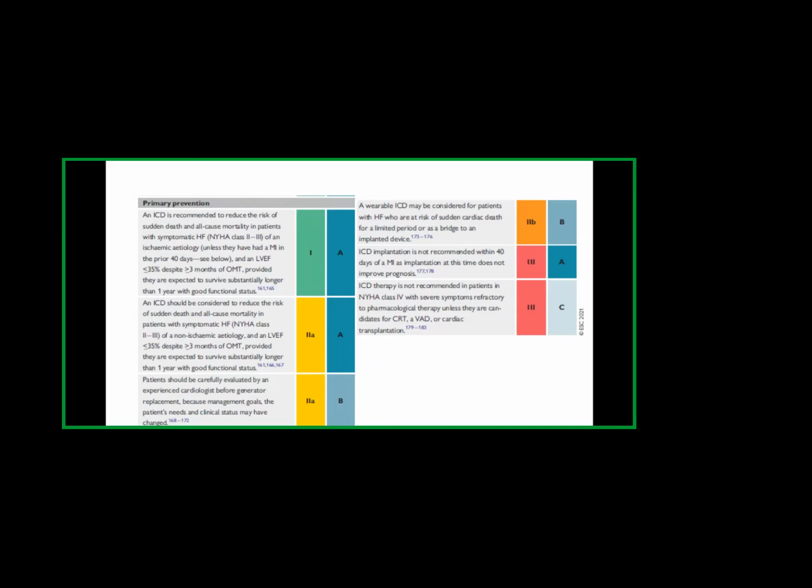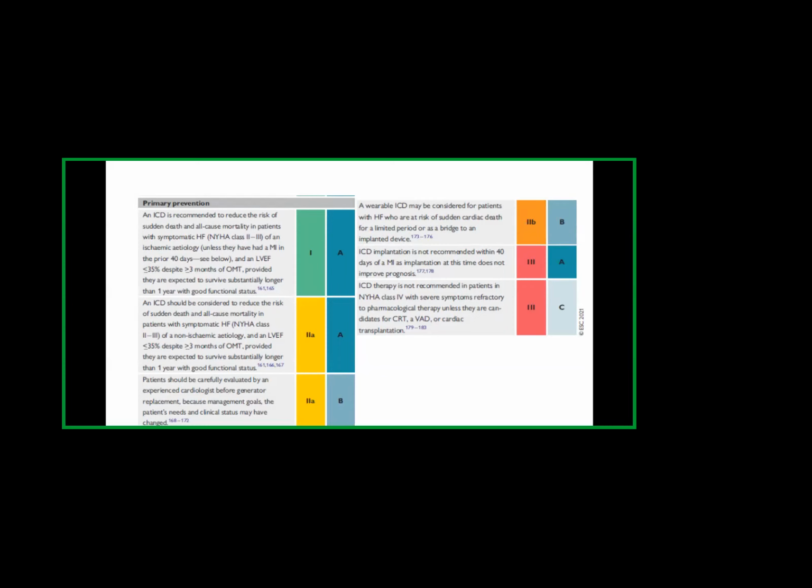So you need to wait for 40 days to be sure that the indication warrants putting in an ICD. So these are class 1 indications. Okay. Now, other indications include class 2 recommendations.